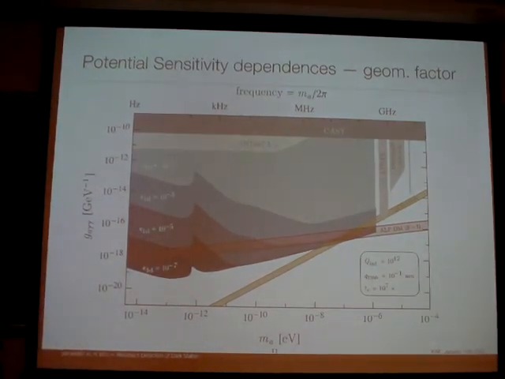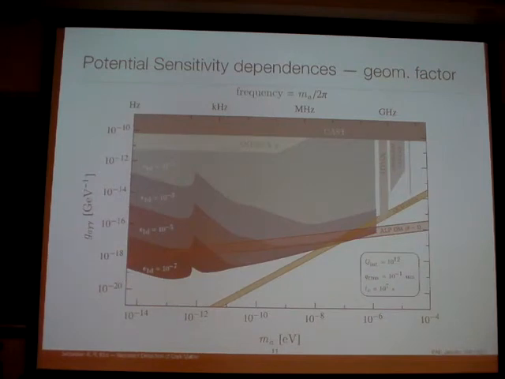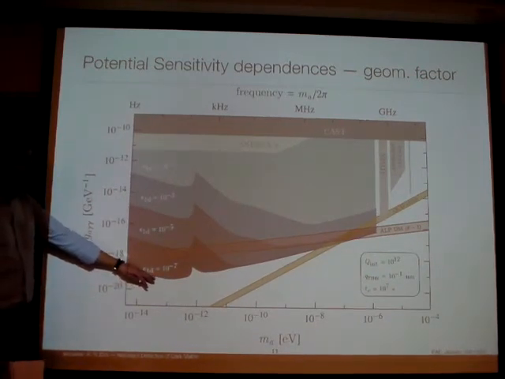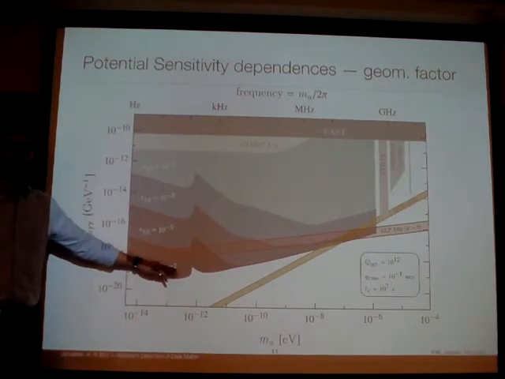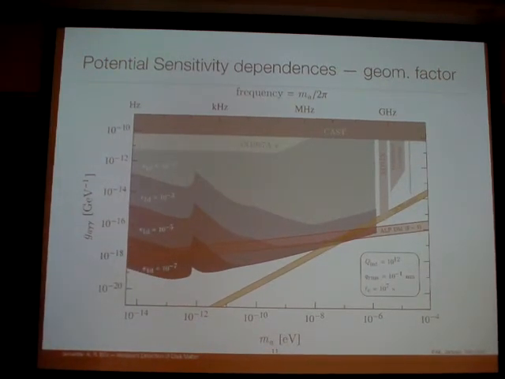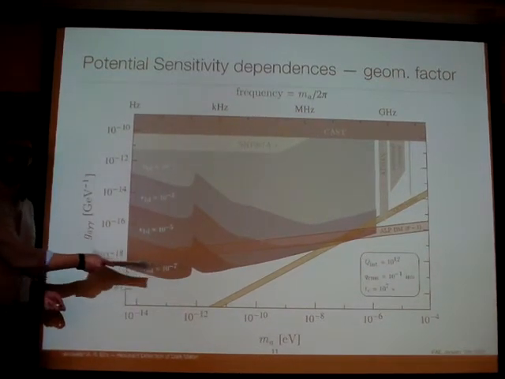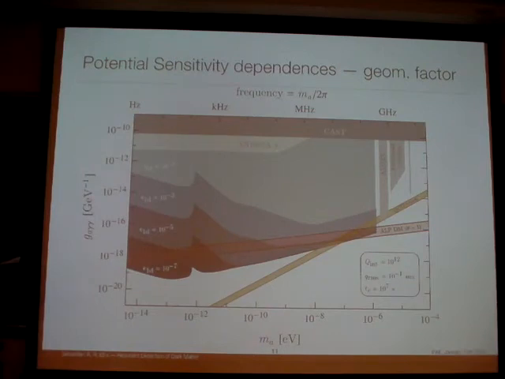Here, this plot shows you what the impact of that geometric rejection factor is. In the most aggressive line, where I have a geometric rejection factor of 1 part in 10 to the 7, which in terms of meaningful units you should think of as nanometer control of the geometry of your cavity.